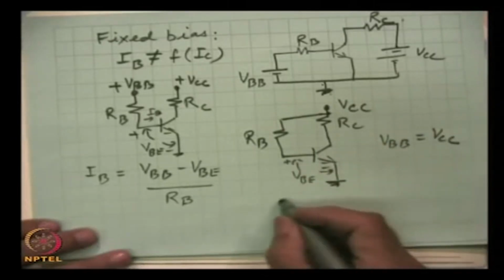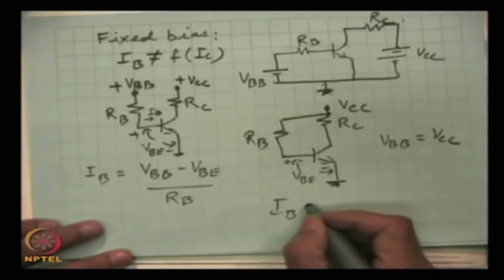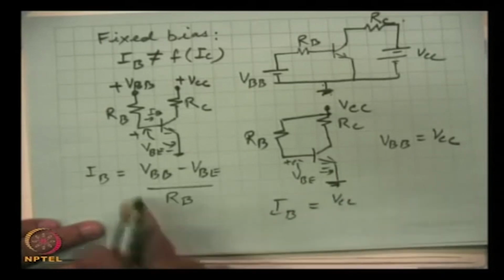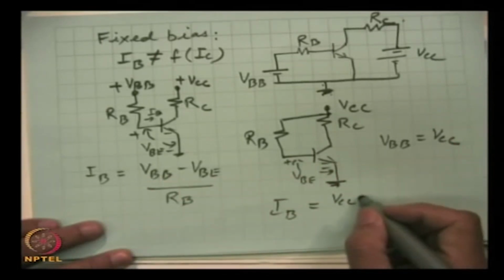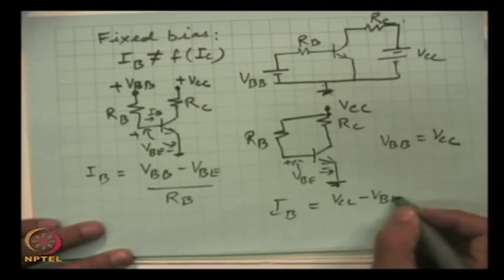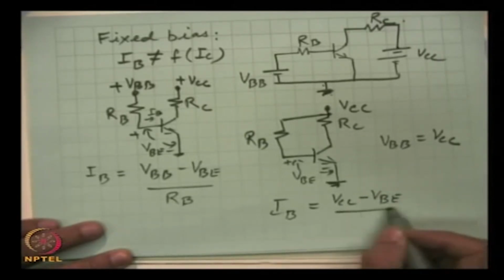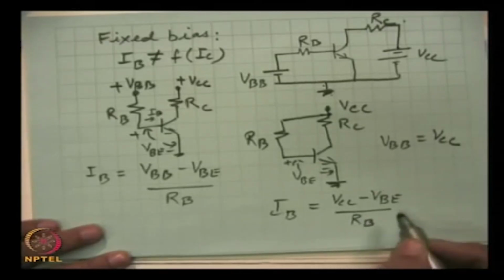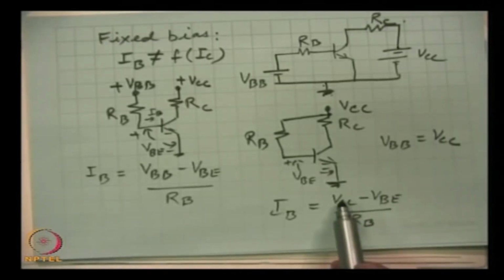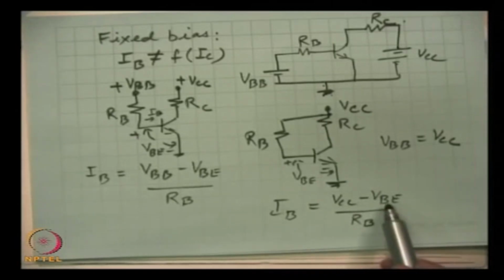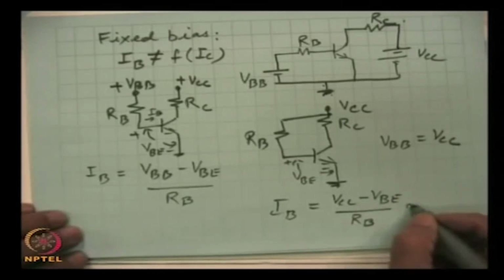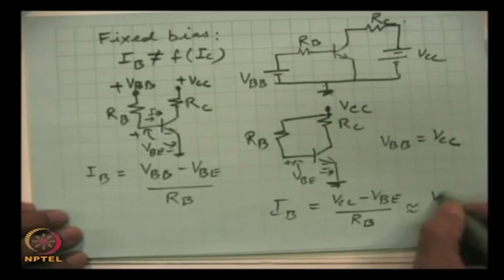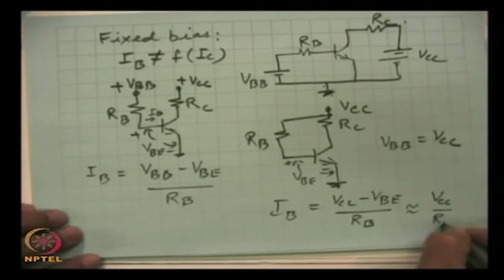And here now IB will be equal to VCC, because VBB is equal to VCC, minus VBE divided by RB. This is 5, 10, 15 volts. This voltage is very small. So, in many situations this can be neglected, and then this IB will be approximately, very closely actually, equal to VCC by RB.